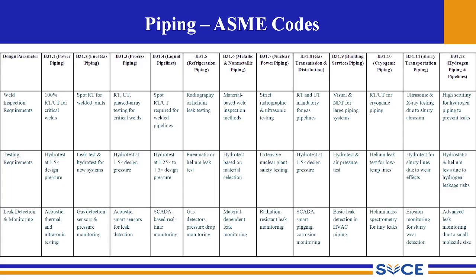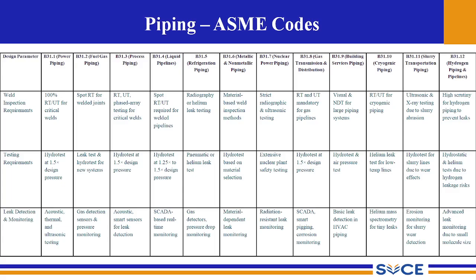Then cryogenic piping systems, we go for radiographic test and ultrasonic test for cryogenic piping. The testing requirements will be the helium leak test for low temperature pipelines, and the leak detection and monitoring is done by helium mass spectrometry for tiny leaks.